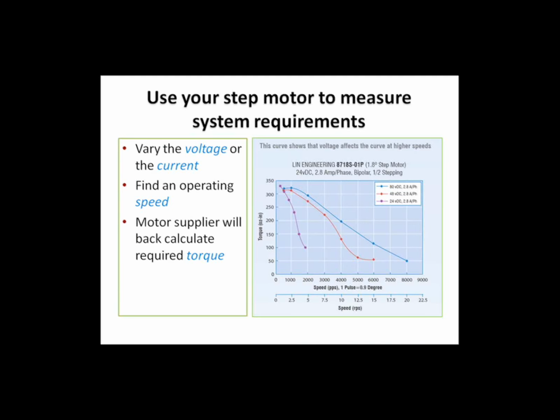So let's say in this application you had to reduce it down to 36 volts. Then the step motor supplier could take that red curve on the right-hand side, and run the torque speed curve at 36 volts and see what the torque output is at 4,000 pulses per second. Then you can design what your torque margin should be, or design a new system in a new application.